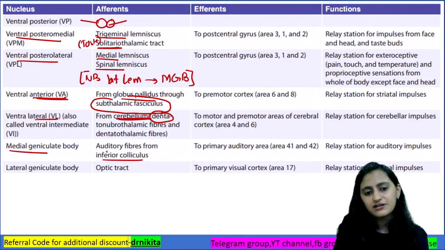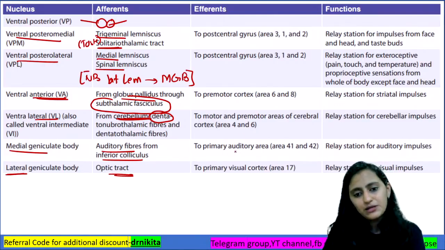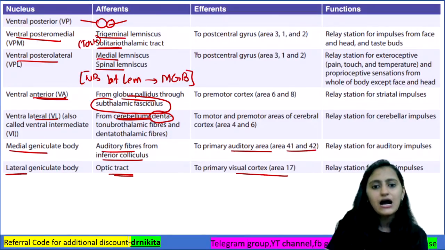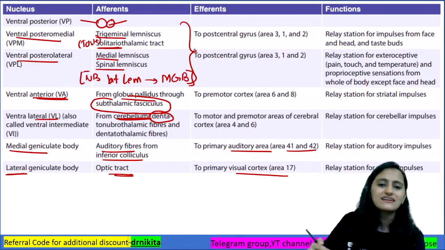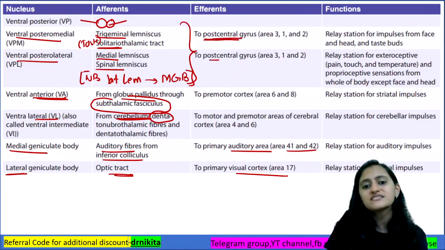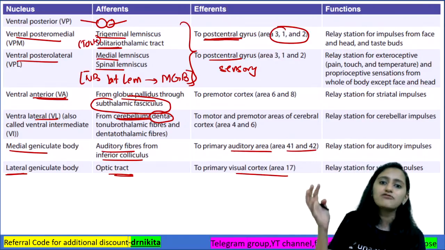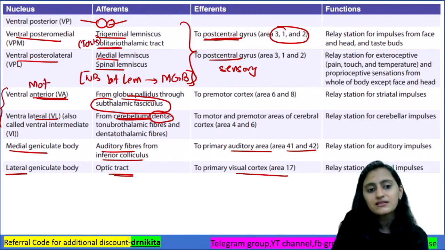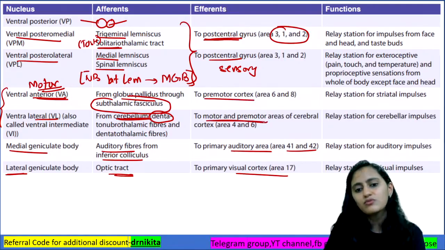Medial geniculate, inferior colliculus, auditory fibers. Lateral geniculate, light, is optic tract. Medial geniculate will go to the auditory area 41-42. Light will go to the visual 17 area. Now, these are your major sensations, the VPL and the VPM from the face and the rest of the body. They will go to the post-central gyrus, which is the sensory cortex, that is areas 3-1-2. And your ventral anterior, ventrolateral, these are from the basal ganglia, globus pallidus and the cerebellum. So basically they are controlling the motor part, the movements in the body. That is why it will go to the premotor and the motor areas.